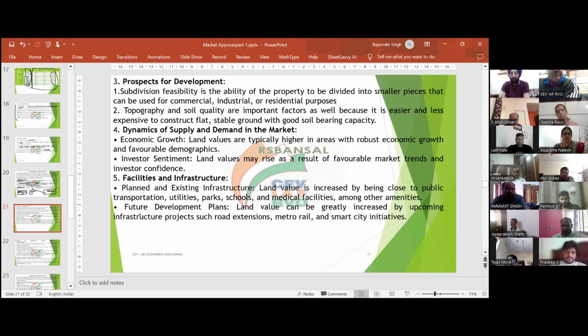And then investor settlement. Land values may rise as a result of favorable market trends and investors' confidence. Whether the prices are rising or coming down, or whether the economic growth is good in that area. Then facilities and infrastructures. All these things you have to keep in mind while doing hypothetical plotting.